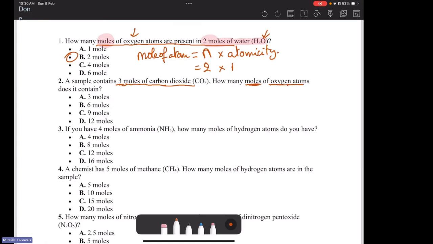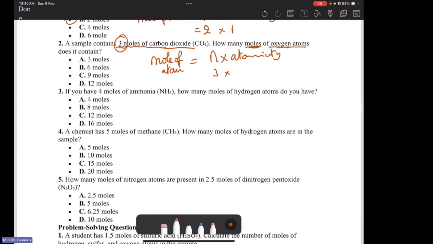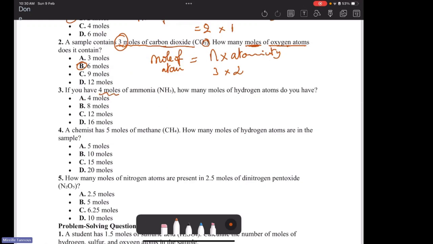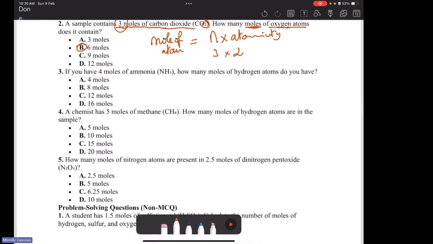Moles of O atoms. They didn't say how many atoms of O. They said moles of atoms. So in the formula for moles of atoms, we do not use Avogadro, just the atomicity. That is 3 multiplied by the atomicity of O, which is 6 moles. Again, if you have 4 moles of ammonia, how many moles of hydrogen atoms? We are interested in H, so it is 4 times the atomicity of H.